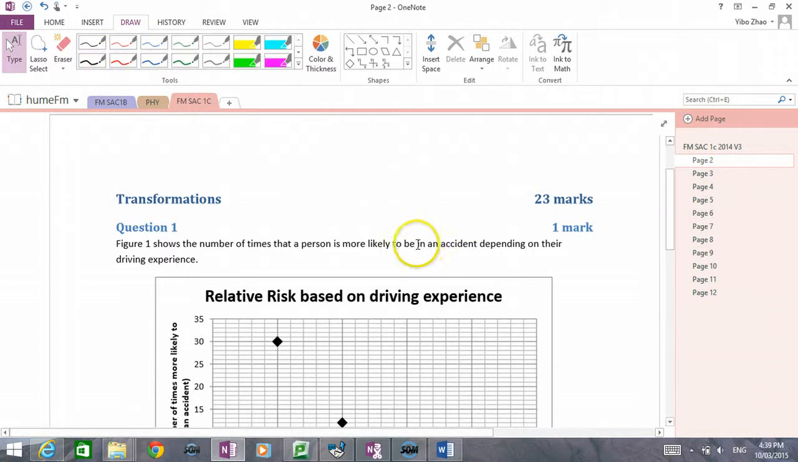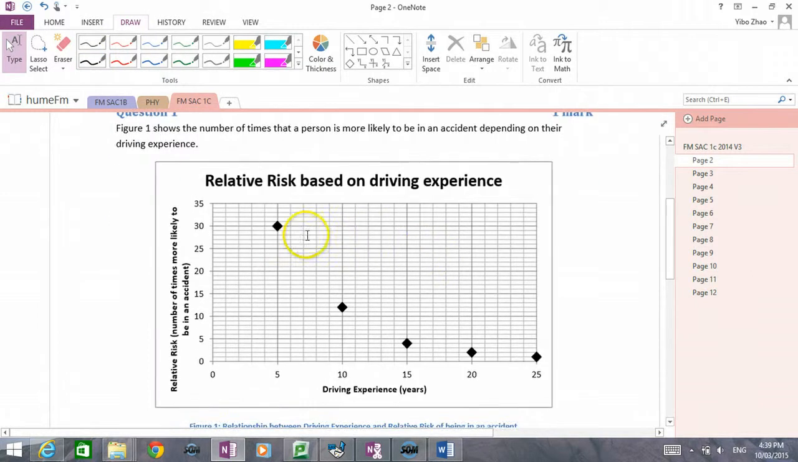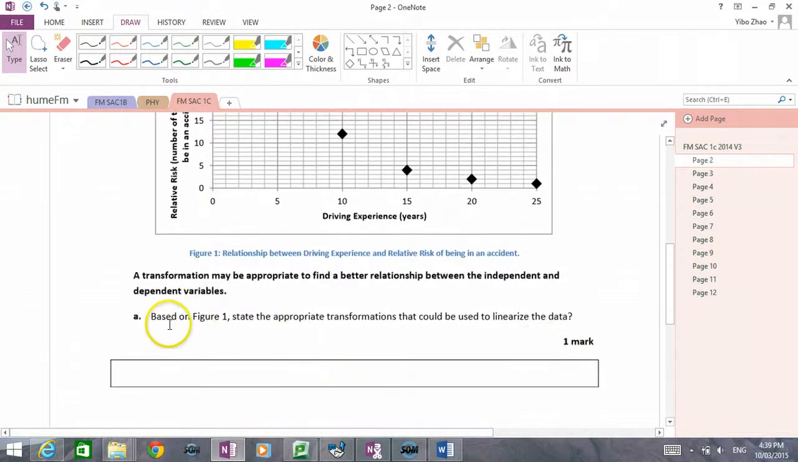In question 1, I have a scatter plot. Right? And clearly it's not linear. It goes with a curvy shape like this. Okay? Now, question 1 asks me the appropriate transformation. Okay? So it becomes linear.